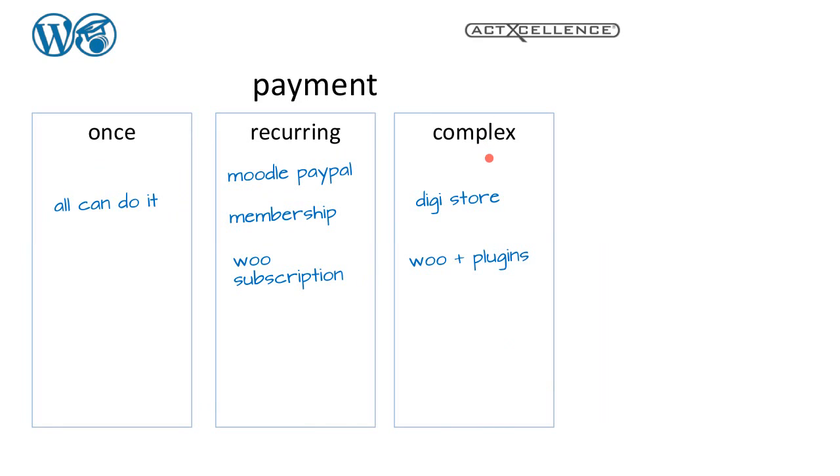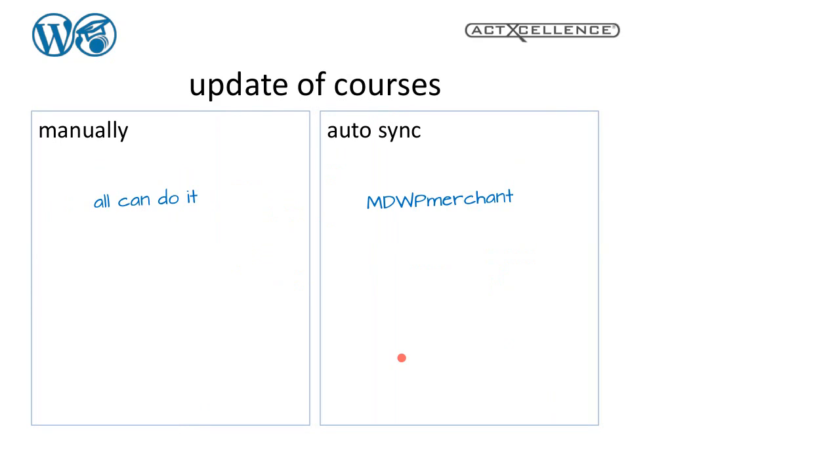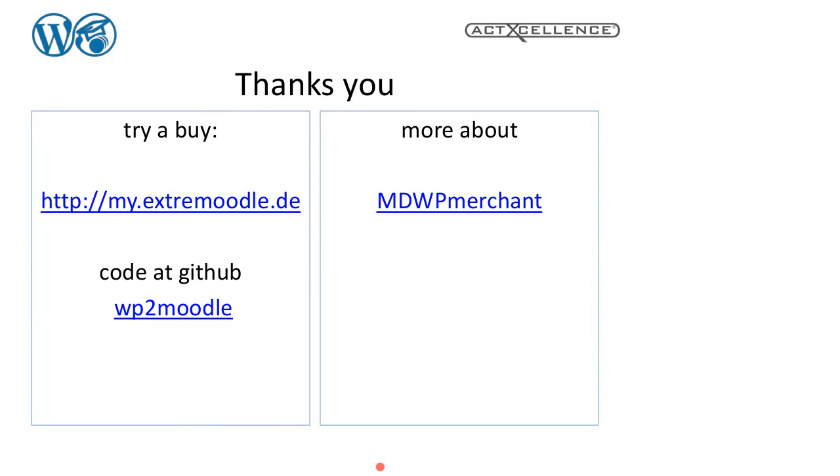Complex payment solutions, you need something like Digistore or other Woo plugins. And finally, the update of courses. The only solution I found was the Moodle WordPress Merchant. I'm not at the end now, but I added the links here in the presentation. You can download the presentation, but there are also some interesting links in the course.